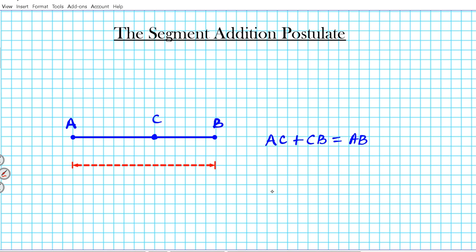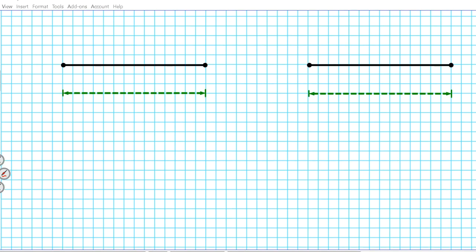Okay, so let's go ahead and take a look at an example. The instructions for the examples we're going to be doing is to solve for x. For question number 1, let's say we have segment ABC, and AB is 8 units long and BC is x units long, and the entire length of the segment AC is 2x plus 2 units long. So we have to solve for x.